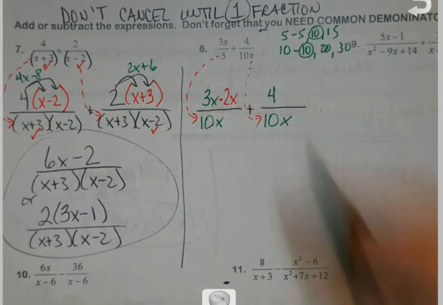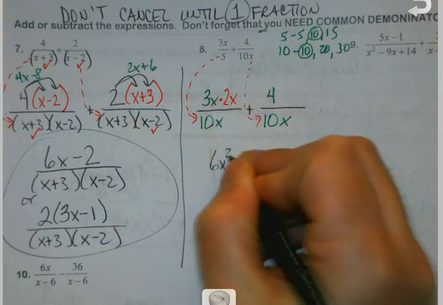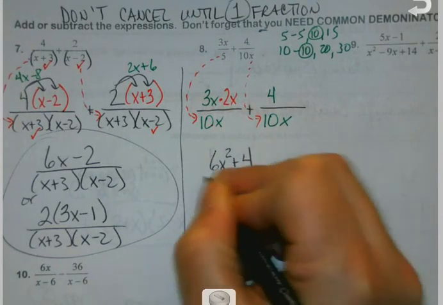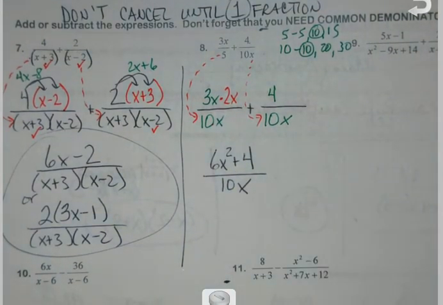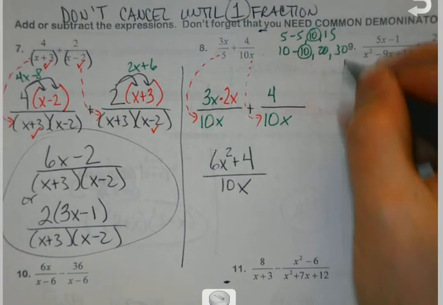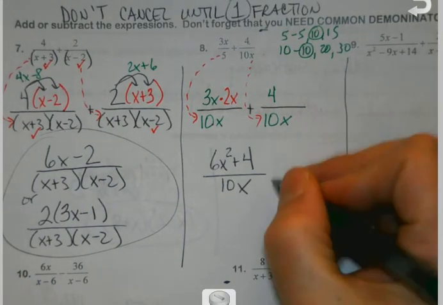So now I just look and I go, okay, 3x times 2x is 6x squared plus 4 over 10x. You know what I'm going to ask next. Okay, are we done? Can I do anything up in the numerator? I could take out a 2.